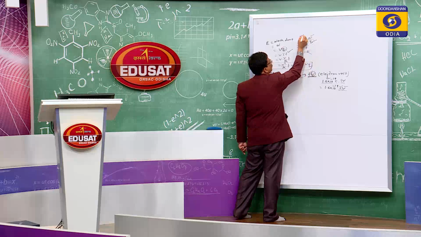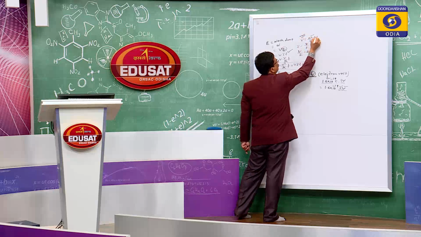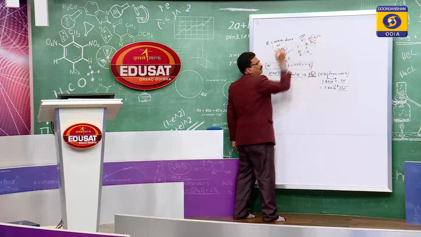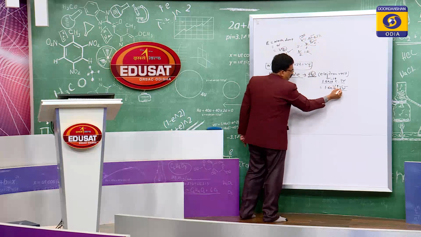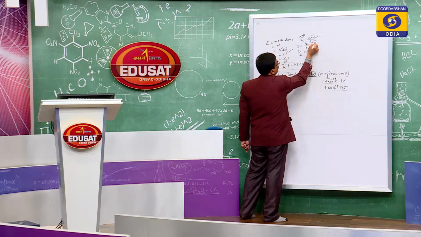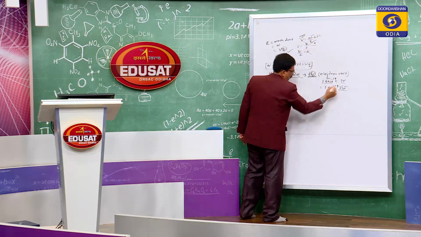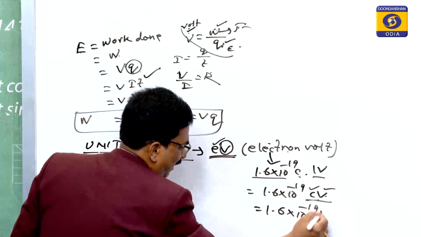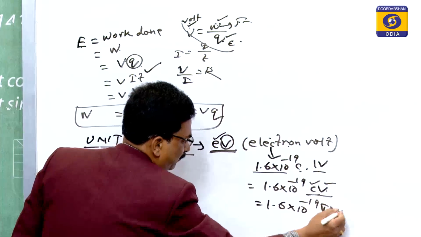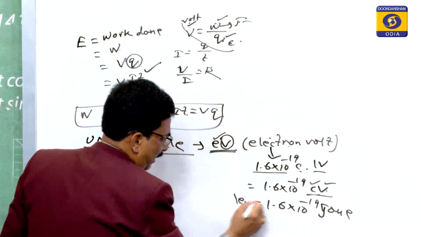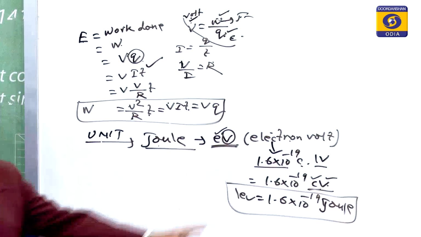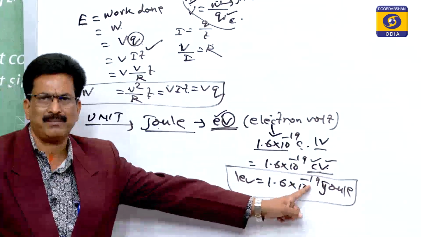If V is the volt, W is the joule, and C is the coulomb, then joule is equal to coulomb into volt. So coulomb into volt is equal to joule. Therefore that is equal to 1.6 into 10 to the power of minus 19 joule. Therefore 1 eV is equal to 1.6 into 10 to the power of minus 19 joule.